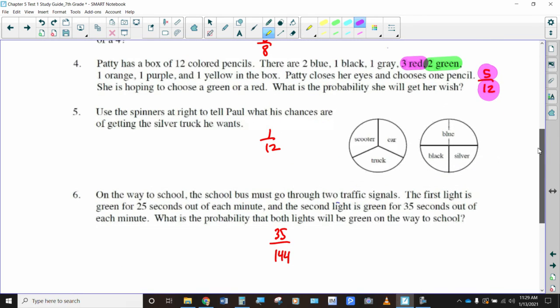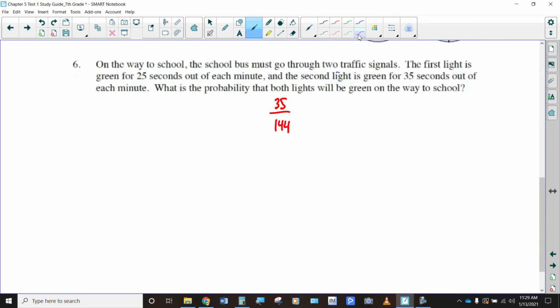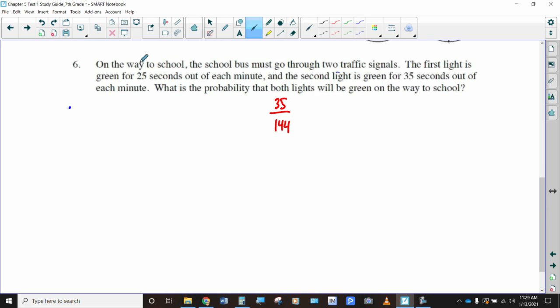I think the rest of them are pretty straightforward. Let me do number 6, though. This is one that students typically get wrong, and I just want to go through and discuss this. It says, on the way to school, the school bus must go through 2 traffic signals. The first light is green for 25 seconds out of each minute. So that is 25 out of the 60 seconds, it is green. And the second light is green for 35 seconds out of each minute. So that's 35 out of 60.